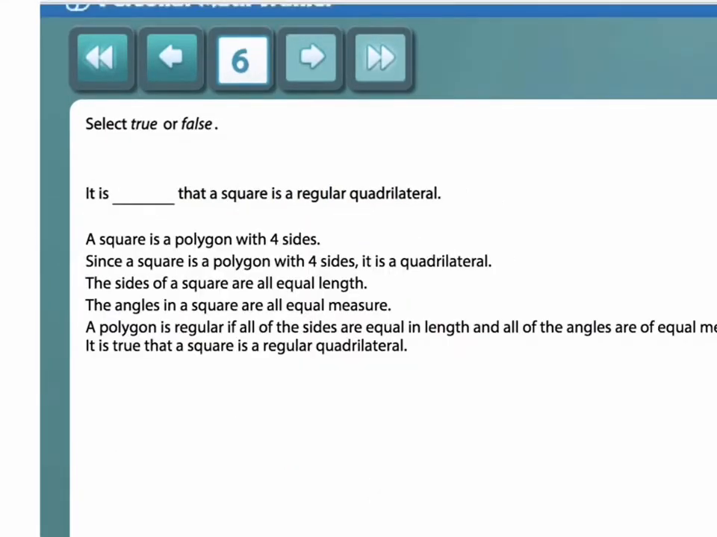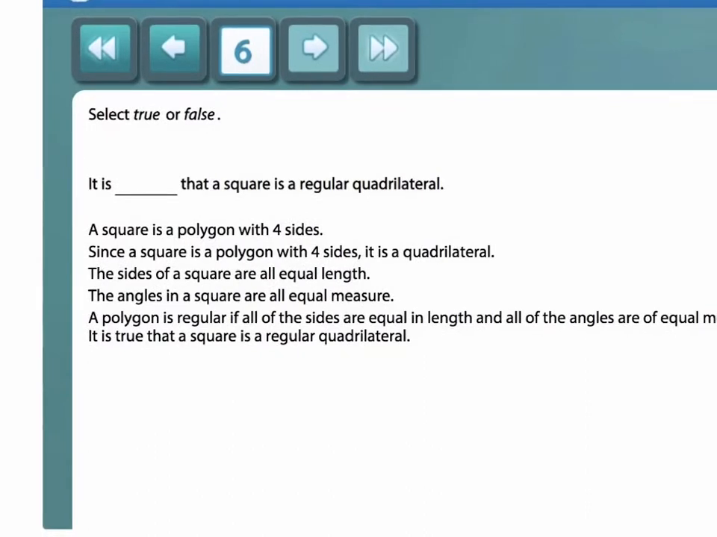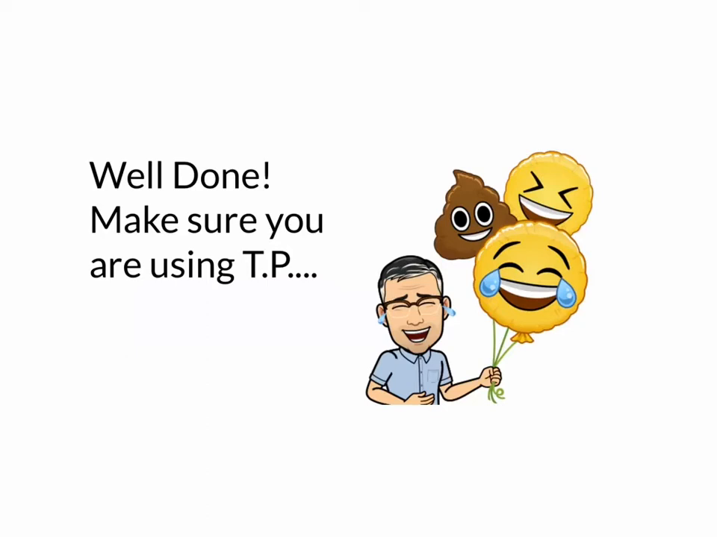And here is Think Central's explanation for why it is true. That square is a regular quadrilateral. Pause the video and take a second to read it. And that's the end of this lesson.